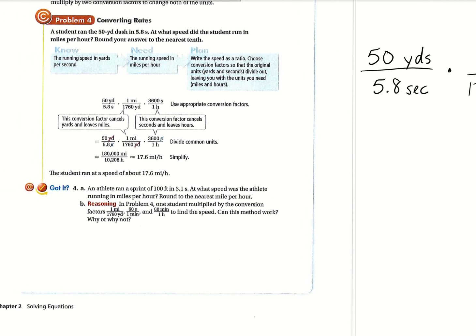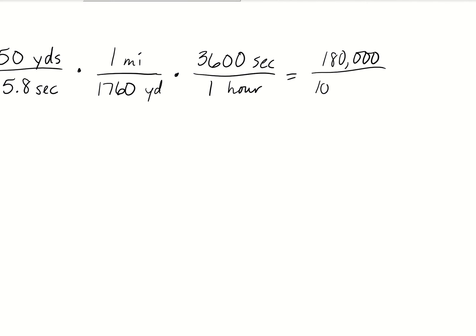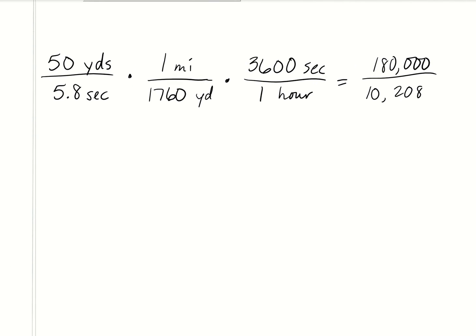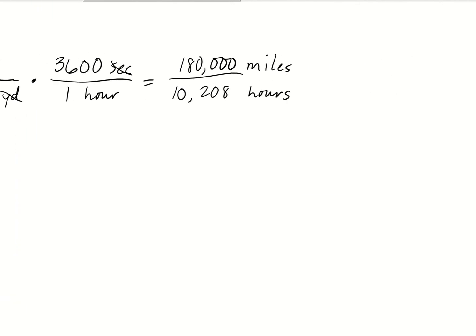All right, and then the denominator would be 10,208. So 10,208. All right, now you're going to cancel everything that is both on top and bottom. So you'll see yards is on top and bottom there. All right, seconds is on top and bottom there. And then that should leave you with 180,000 miles in 10,208 hours. All right, obviously you're not going to want to leave it like this.